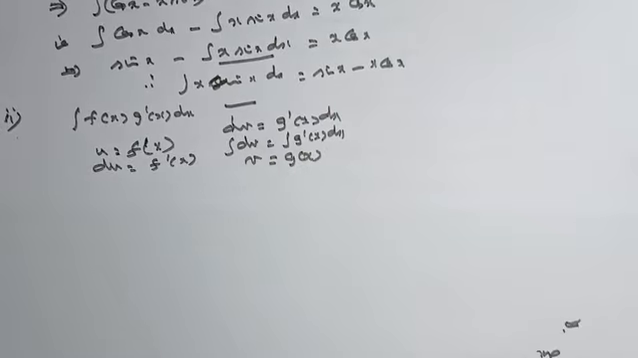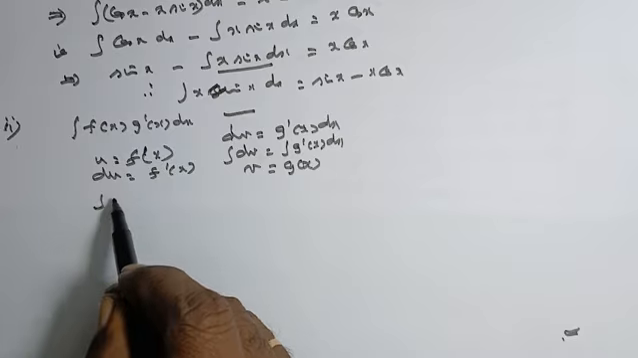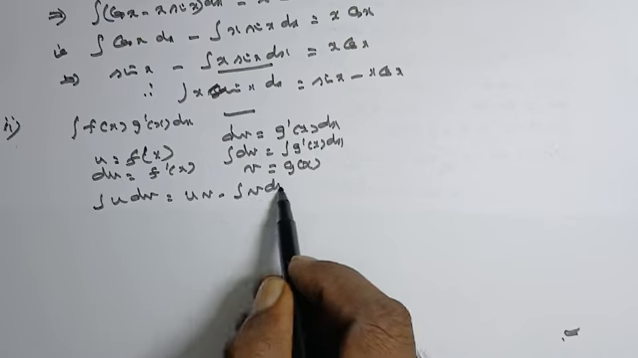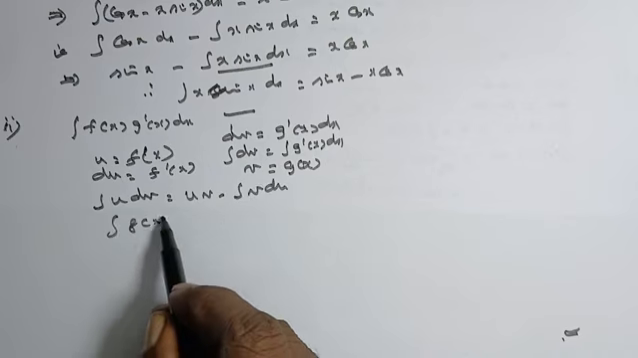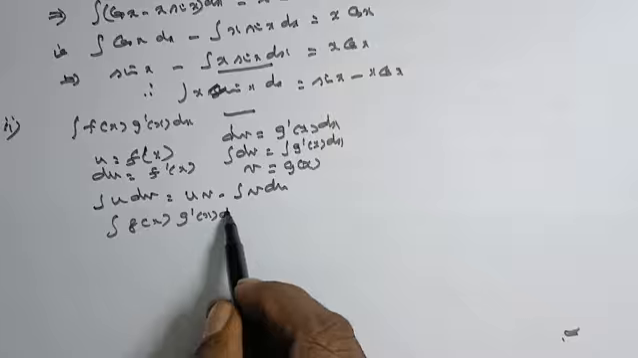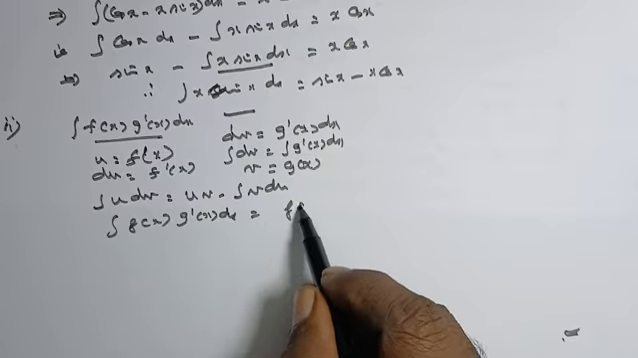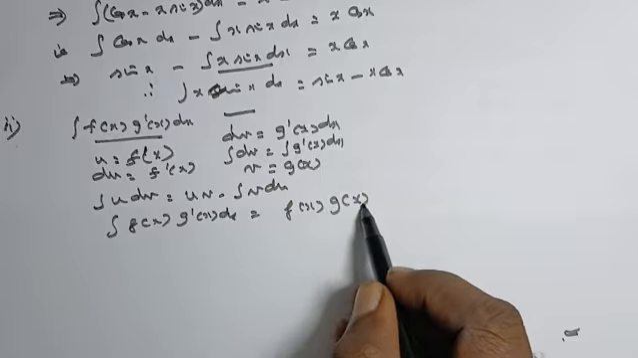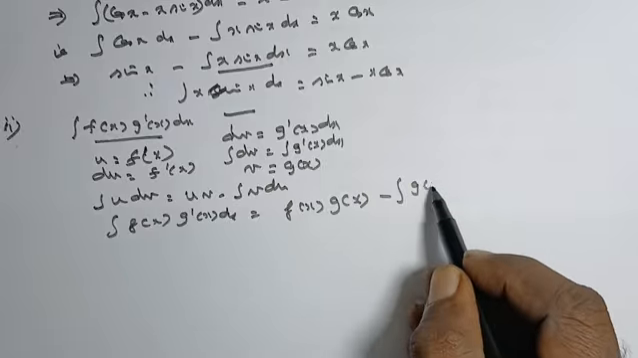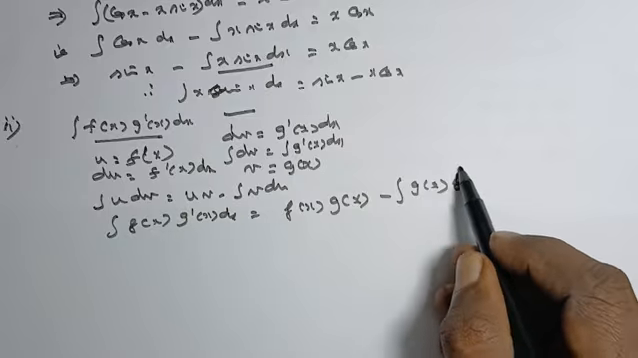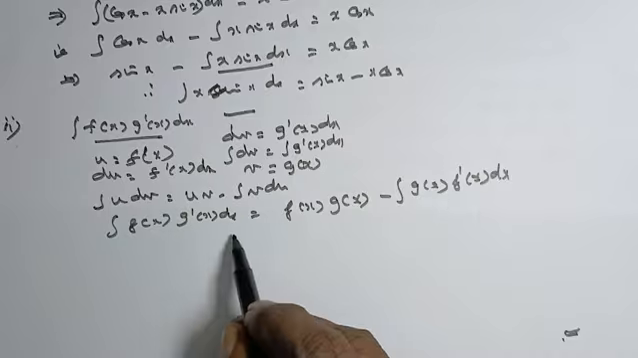Now you apply the formula. That is, the formula is integral u dv equal to uv minus integral v du. That is integral f of x, g dash of x dx equal to uv, u is f of x, v is g of x, minus integral v du, that is g of x, f dash of x dx, which is the required result.